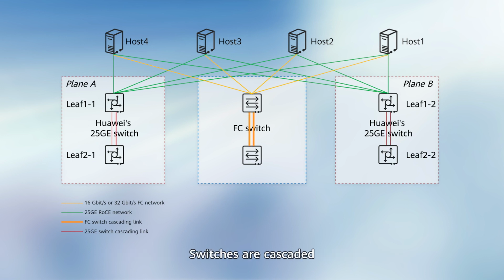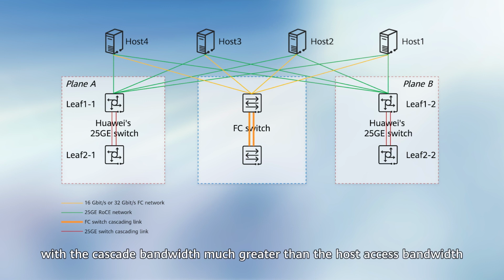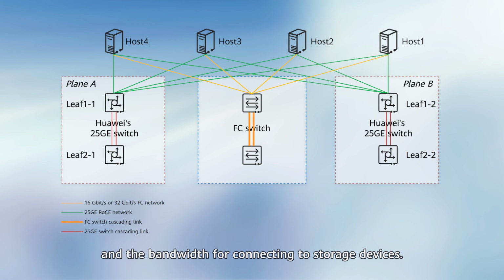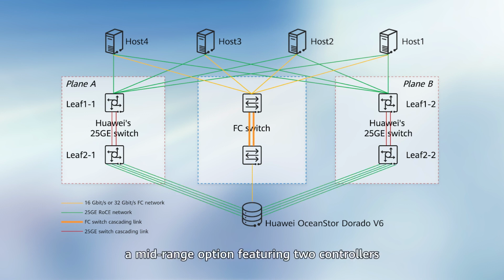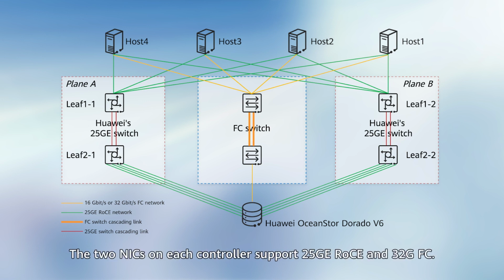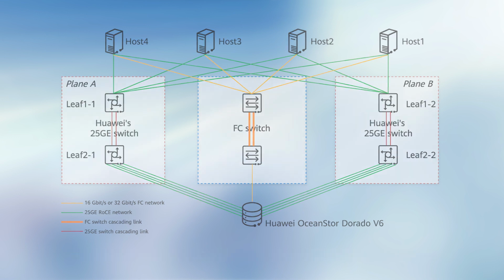Switches are cascaded, with the cascade bandwidth much greater than the host access bandwidth and the bandwidth for connecting to the storage devices. The Dorado 6000 V6, a mid-range option featuring 2 controllers, is used as the storage device. The 2 NICs on each controller support 25GE Rocky and 32G FC.